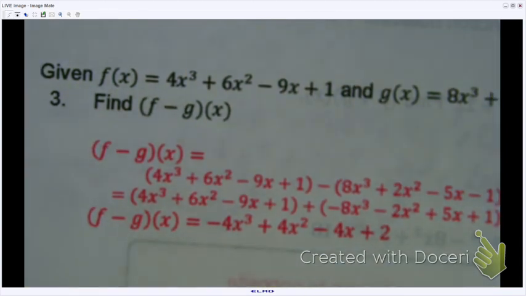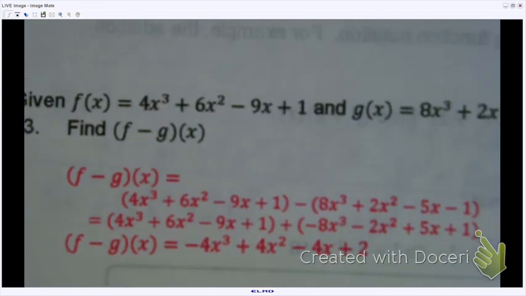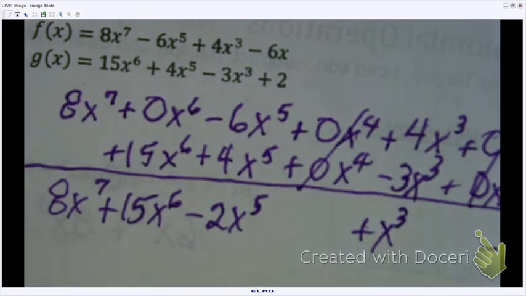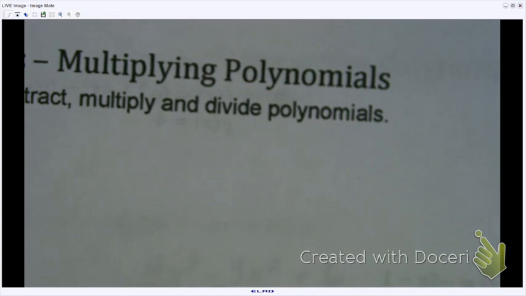So that is adding and subtracting. That's review from Algebra 1 where you combine like terms. The next page that we're going to look at is multiplying polynomials.